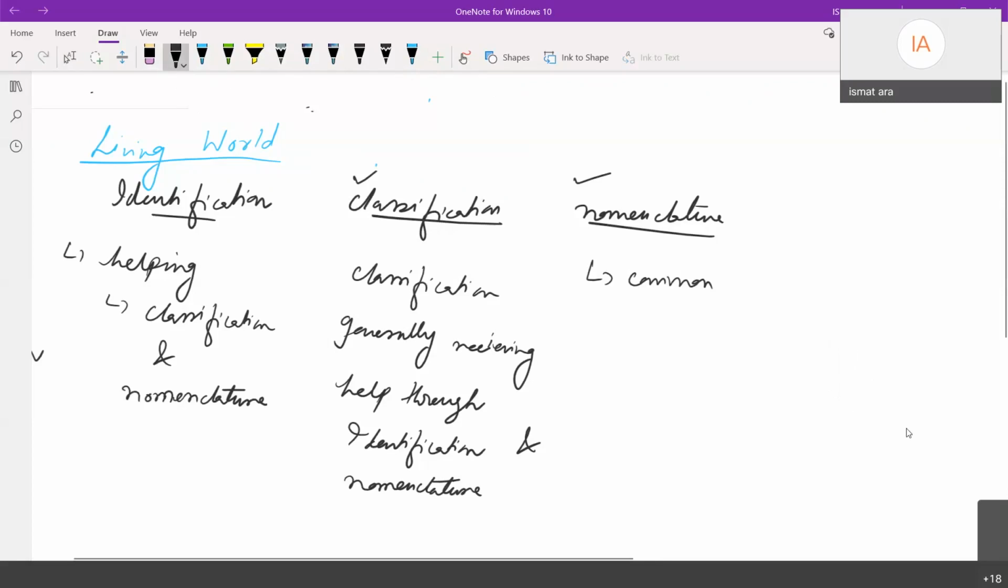Okay. The common name, students. What is the disadvantage of common name? The disadvantage is that it is given by local people. If local people give the common name, they will give it in vernacular language. In Odisha, people will give the name in Odia. In Bengal, people give the name in Bengali. So this is the disadvantage of common names. They are given by local people.